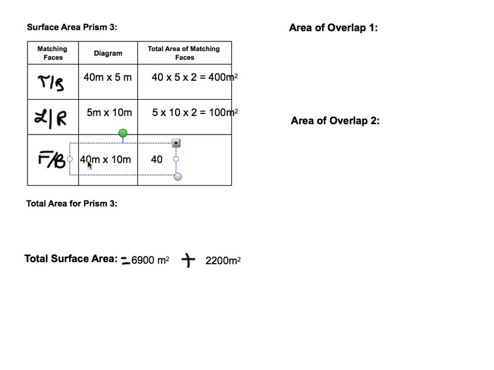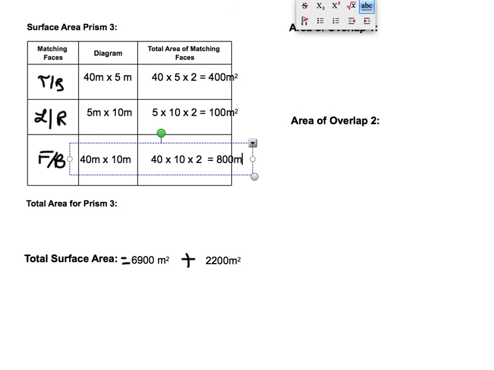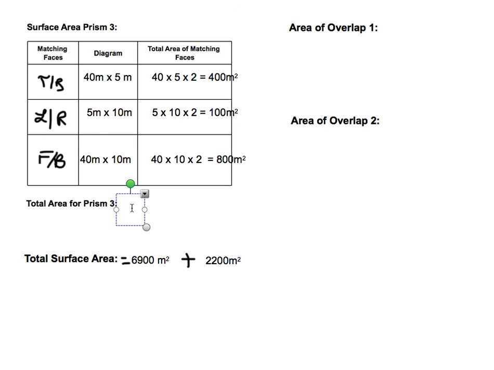So 40 by 10 times 2 is equal to 800 meters squared. I always put my meters squared in just so I don't forget. So let's add up our surface areas. 400 plus 100 is 500 plus 800 is 1300 meters squared.